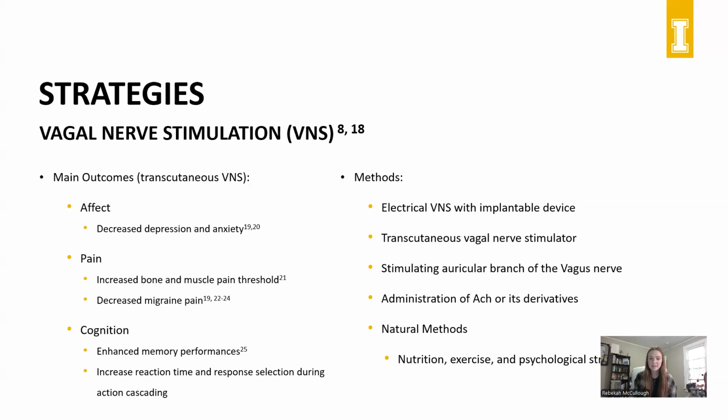A couple of the methods that are typically seen within the literature regarding vagal nerve stimulation are electrical VNS with an implantable device, so that is an invasive treatment, if you will. And then there's transcutaneous, where it's that superficial surface level vagal nerve stimulator. And within that, a sub-branch would be stimulating the auricular branch of the vagus nerve. So that's dealing with the ear, those ear electrodes.